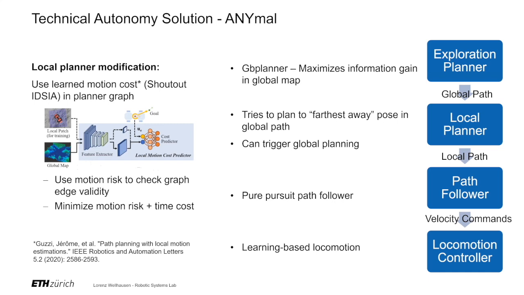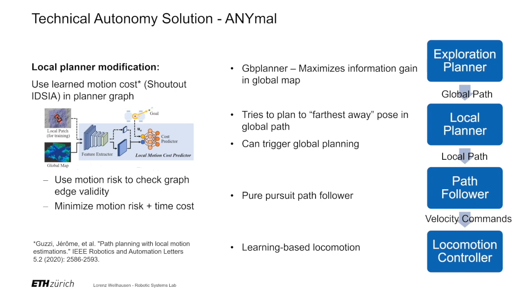How this was embedded into the rest of the control or autonomy stack: at the very top, we have GB Planner, which is an exploration planner, which tries to maximize information gain in a global map. It has a volumetric map from Voxblox. It knows the space that it hasn't seen and always tries to go where it hasn't seen much yet, to maximize information gain. Of course, the global map is fairly coarse, it's 20 centimeter voxel size, so it is not able to represent the terrain in enough detail.